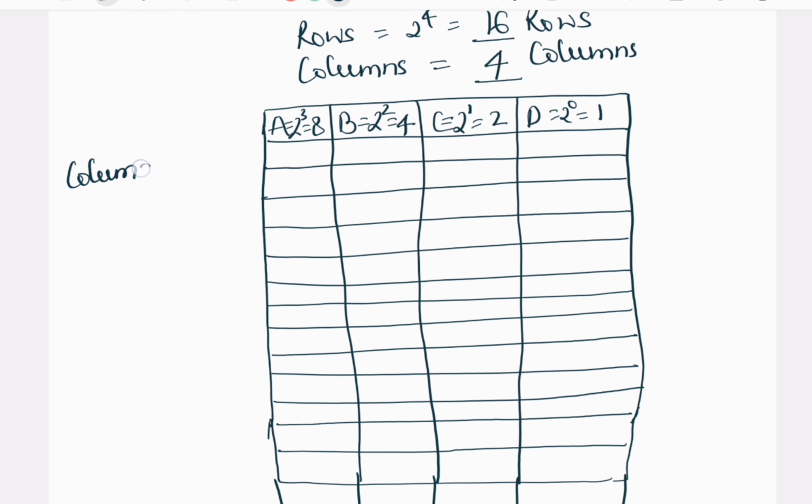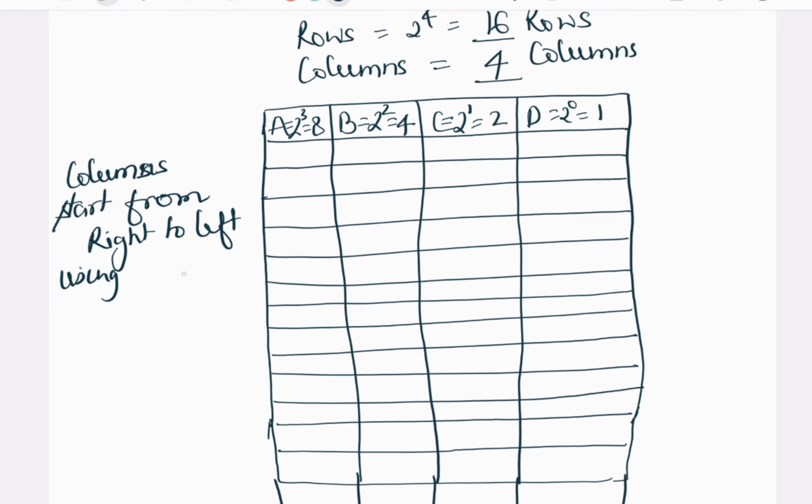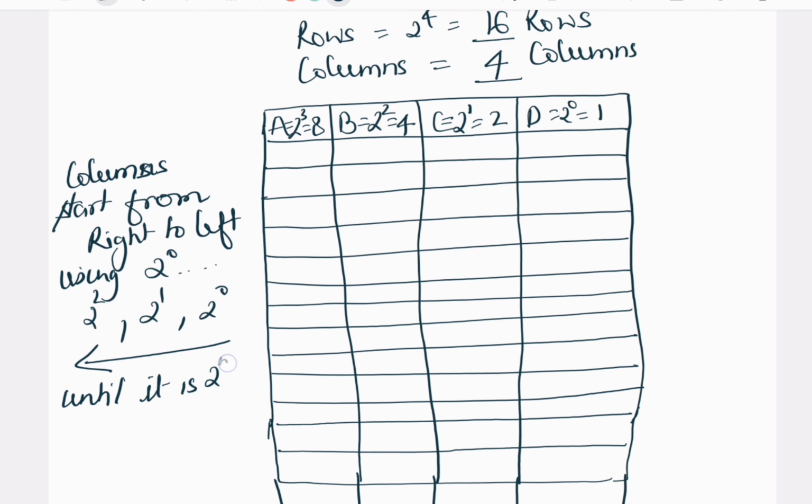So basically, if you see, this is the trick: columns start from right to left, using 2 to the power 0 and so on. So it will be something like 2 to the power 0, 2 to the power 1, 2 to the power 2, and it goes in this way until it is 2 to the power n minus 1. So this is the logic here.